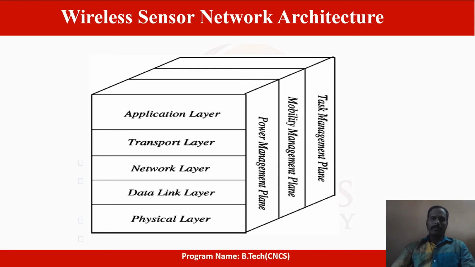The architecture of the wireless sensor network has 5 layers. One is the application layer, another is the transport layer, third is the network layer, fourth is the data link layer, and the last one is the physical layer. These are the 5 layers in the wireless sensor architecture.